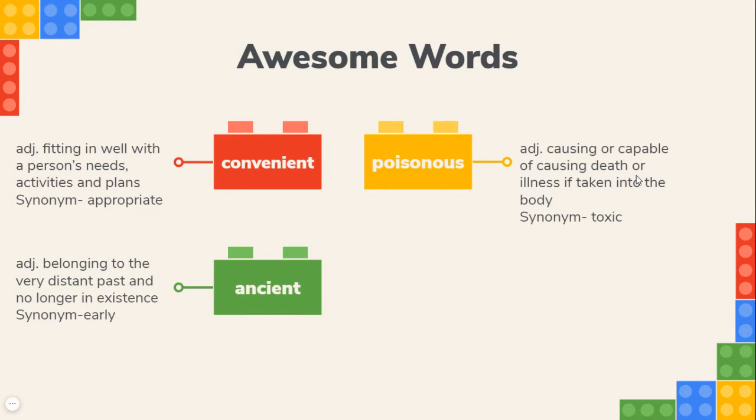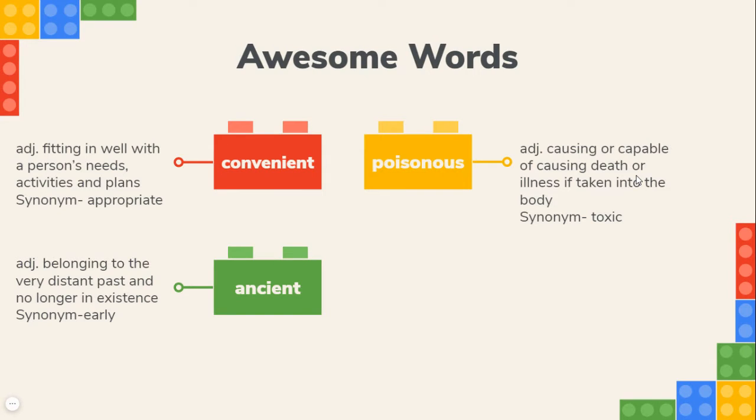Some awesome words to look at before we read. Convenient. Say the word convenient. Convenient is an adjective. It means fitting in well with a person's needs, activities, and plans. A synonym for convenient is appropriate.